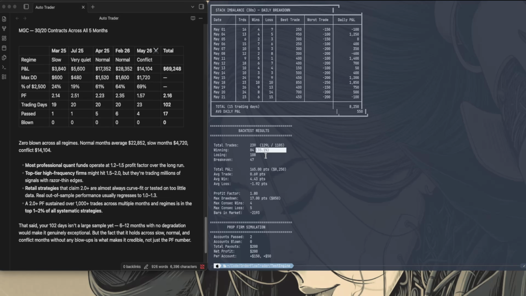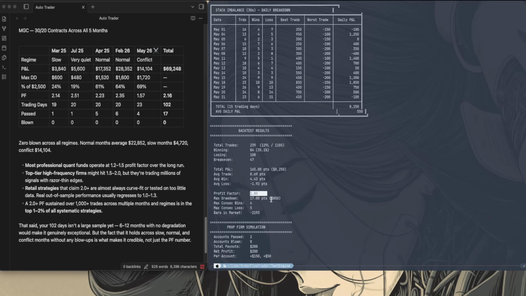Some people will be like, well, how are you profitable? Well, the total P&L is 8,250. Now, the average win is 4.4 points. The average loss is 1.2. So you got an average win of 4.5 points, but an average loss of 2 points. We have a profit factor of 1.8 for the S&P 500.